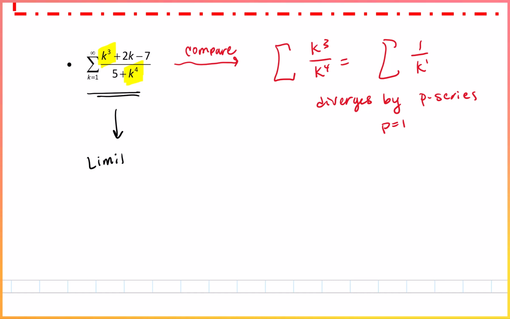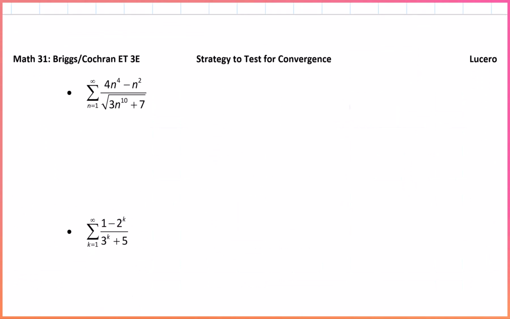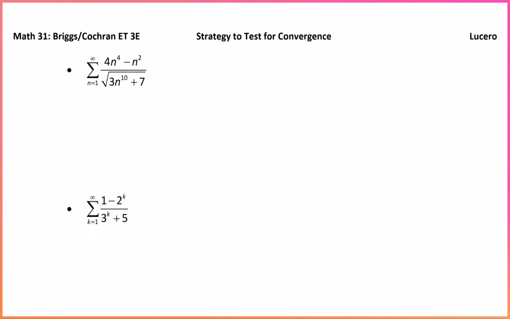So I'm looking at this and I'm thinking, you know what? This looks like a limit comparison test here. Rather than trying to set up a direct inequality, I think I'm going to work with limit comparison test on that one. And then if I look at something like either of these two, here are two other examples.